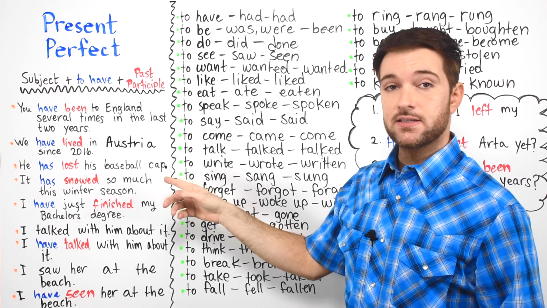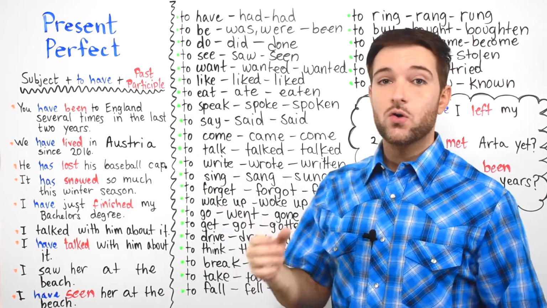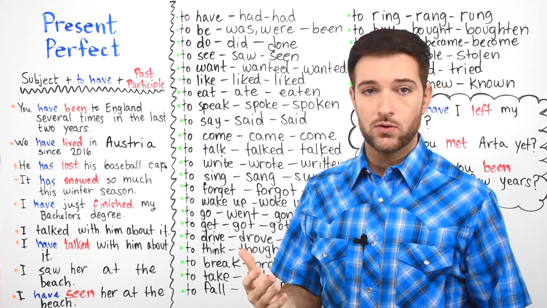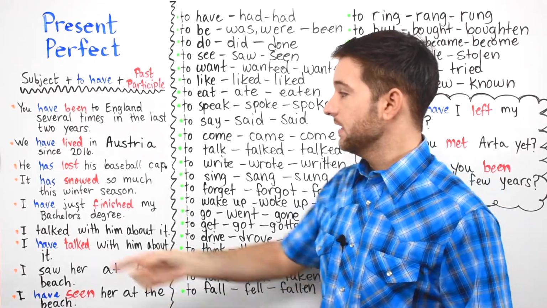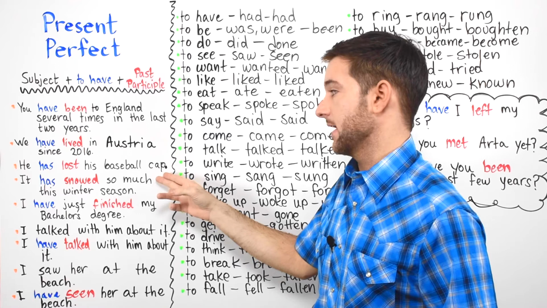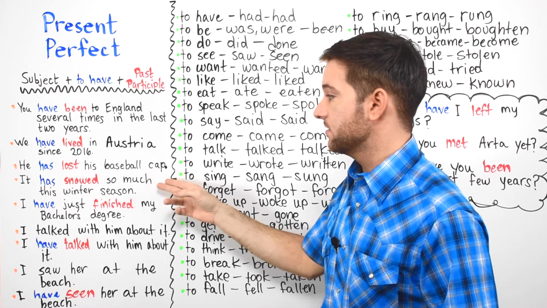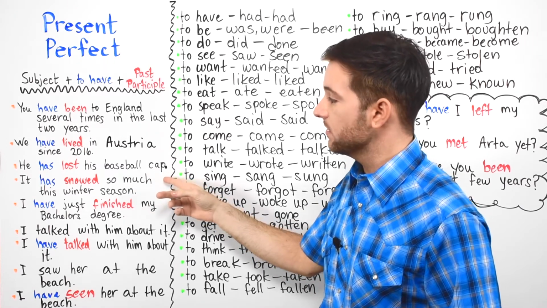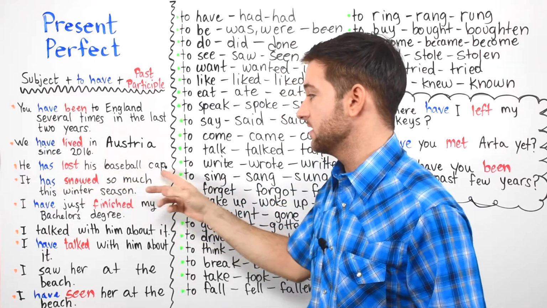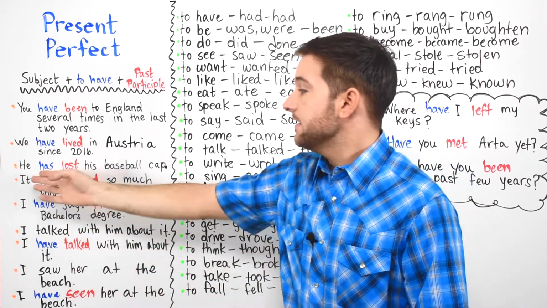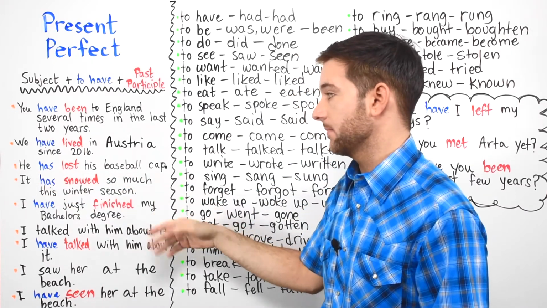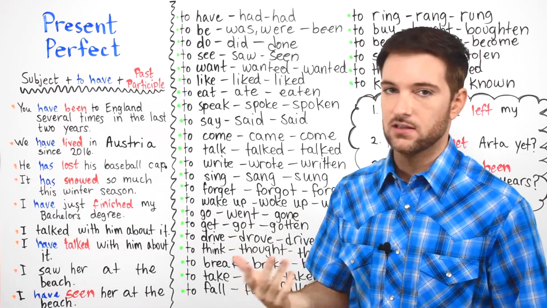Okay, let's continue. We can also use it when time is not an important aspect of your sentence or of your statement. For example, he has lost his baseball cap. In this example, we can also just say he lost his baseball cap. Okay, you could say that too. But you can also say he has lost his baseball cap. Okay, just a general fact that he lost it.